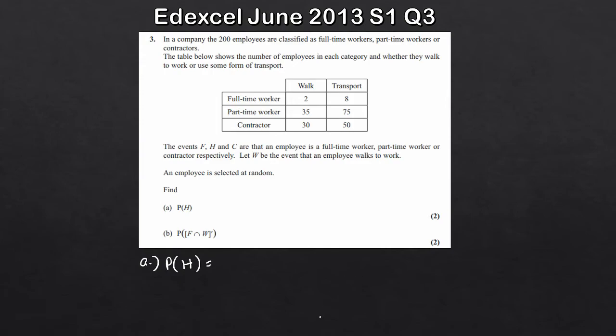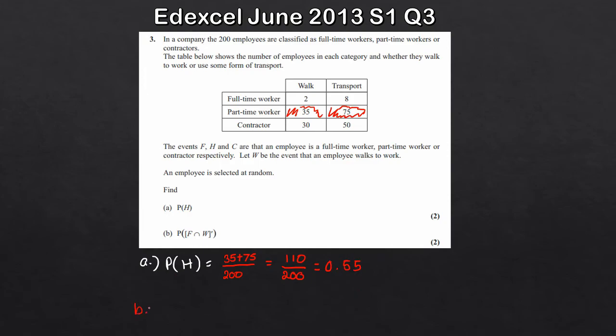So if we want the probability that they're a part-time worker, all we need to do is add up this value here and this value here and divide it by the total. So we know the total is 200. So essentially my question just boils down to what is 35 plus 75. So we divide by 200 and we just add 35 and 75 together. Do this, you get 110 over 200, which will give you 0.55 if you'd rather write as a decimal. But that's all you've got to do for that one.